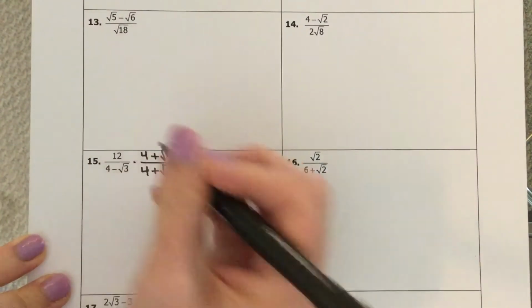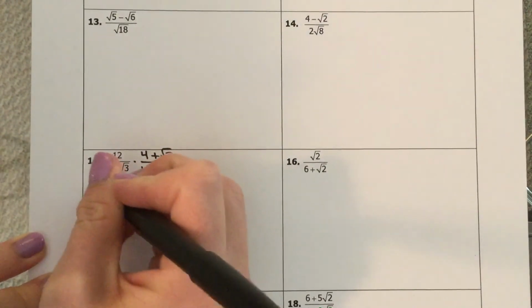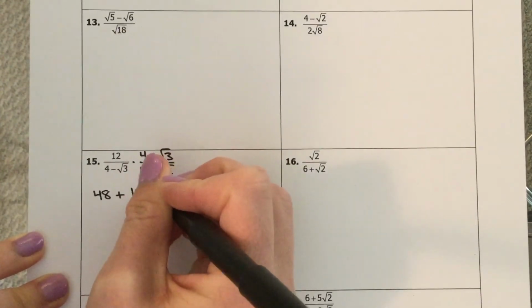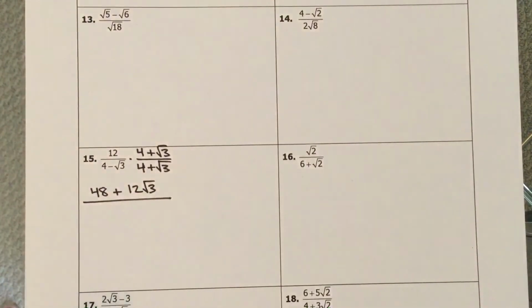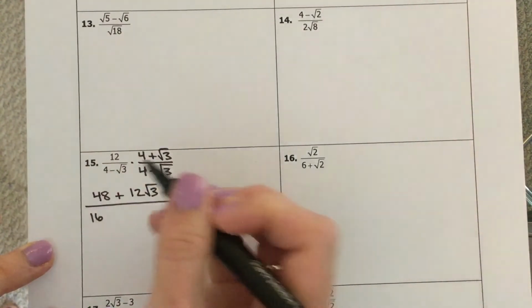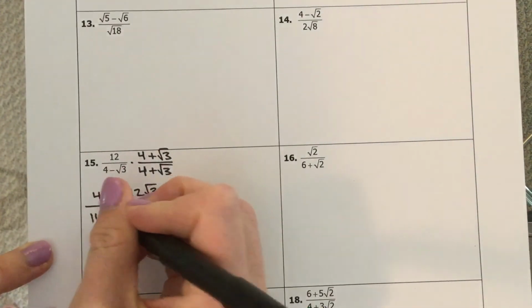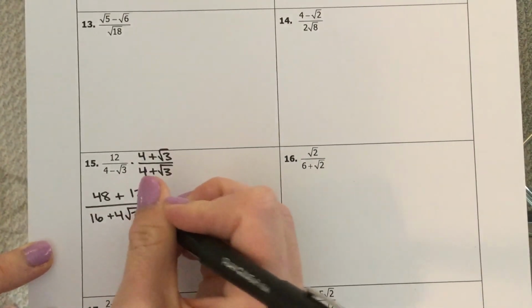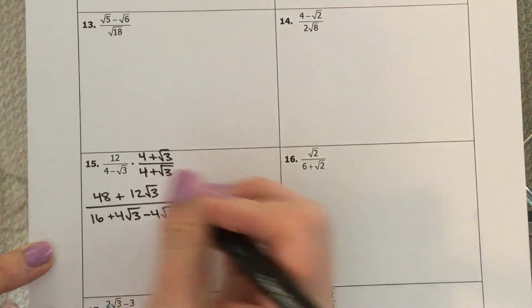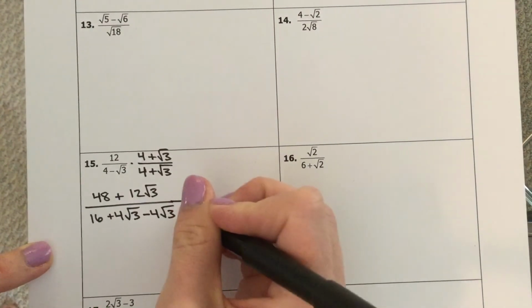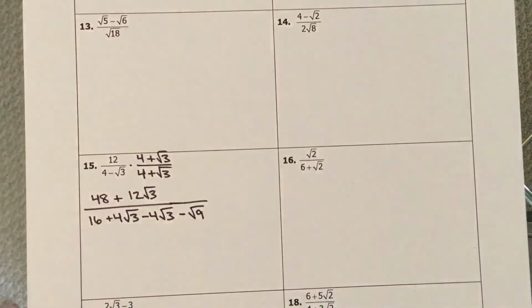So numerator, we are going to distribute that 12. So 12 times 4 plus 12 times root 3. So you would just leave it like that. In the denominator, we're going to end up foiling. So 4 times 4 is 16. Outside, 4 times root 3. And then on the inside, negative root 3 times 4, we get this. And then the last, negative root 3 times positive root 3, it's a negative, and then when I multiply the 3's together, I get 9.